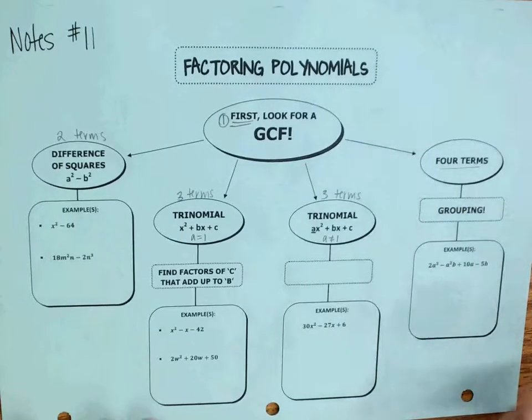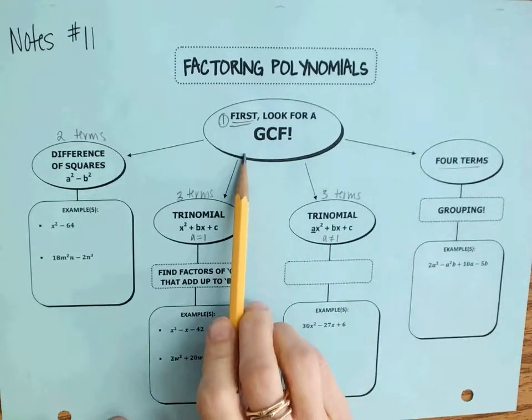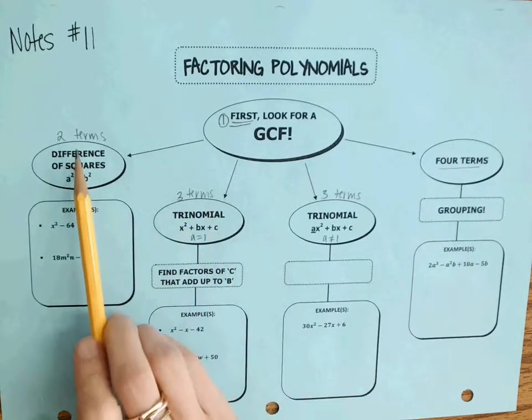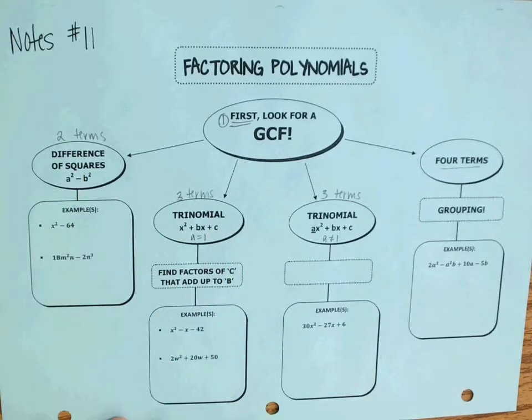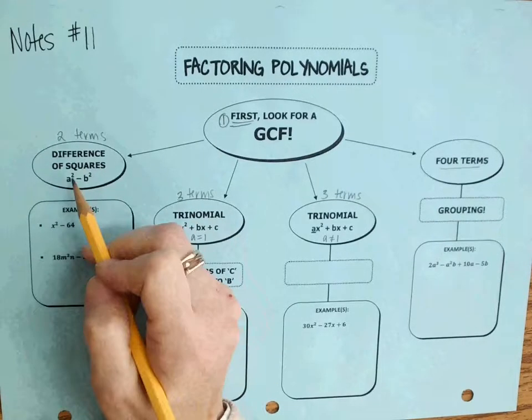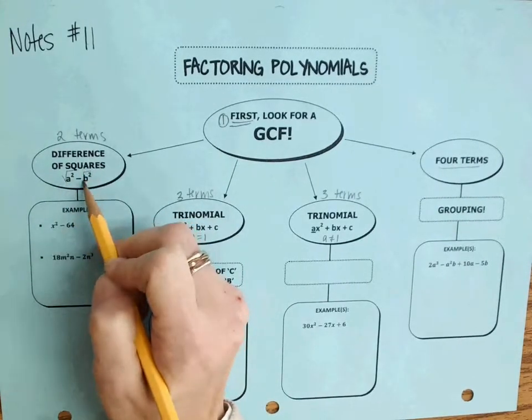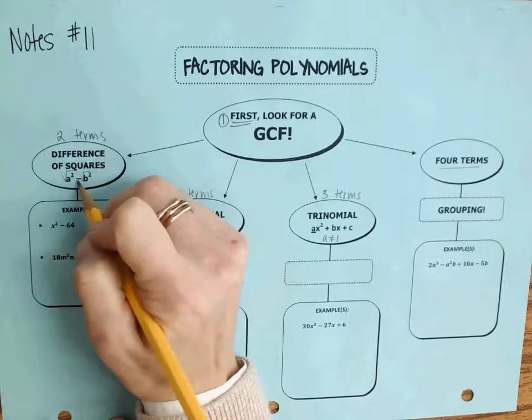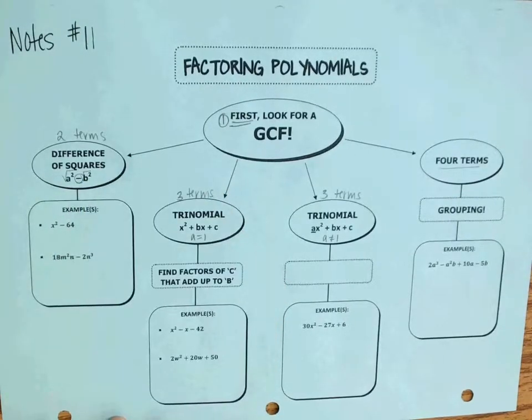Okay, so again, look for GCF first. Then if you see that there are 2 terms, you're going to see if you can do difference of squares. You're going to see, can I find the square root of both the first term and the last term, and is there a minus sign in the middle? And if it meets all of this criteria, then go ahead and factor it.